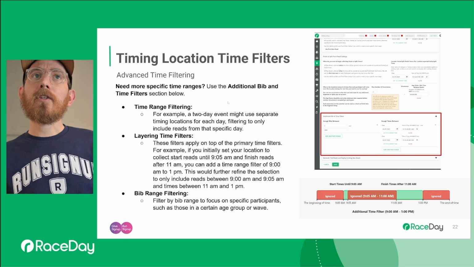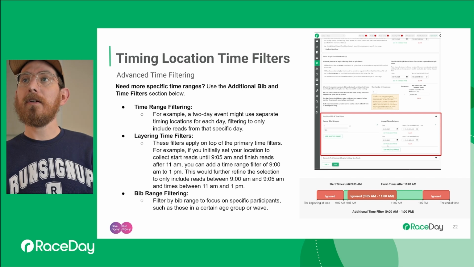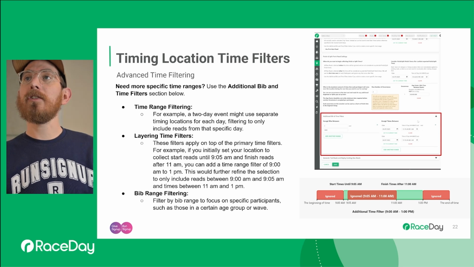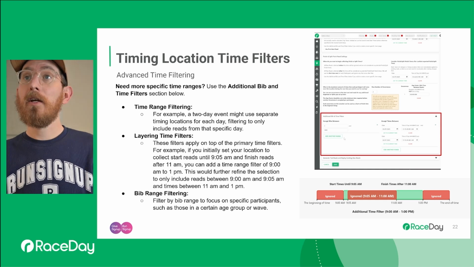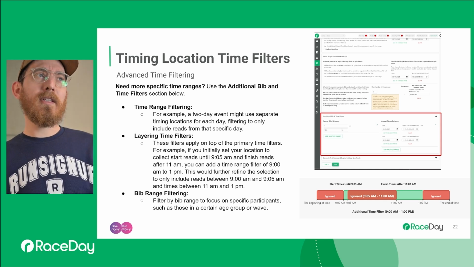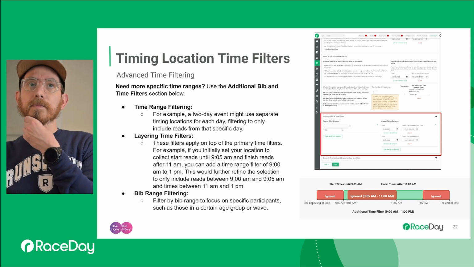Next, we're going to talk about advanced time filtering. This is the section I was talking about before. You can come in here and define additional filters, like a full range of start reads that are valid. You can also define bib number filters. I don't see bib number filtering used that often, but it is something you could use.